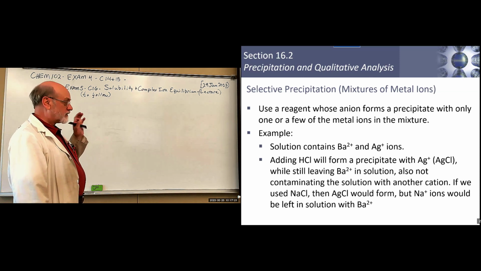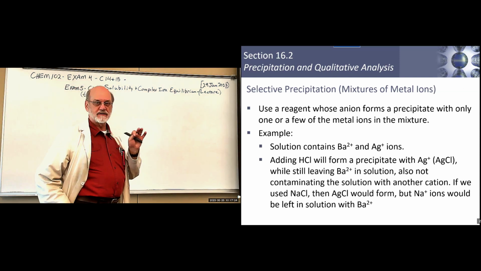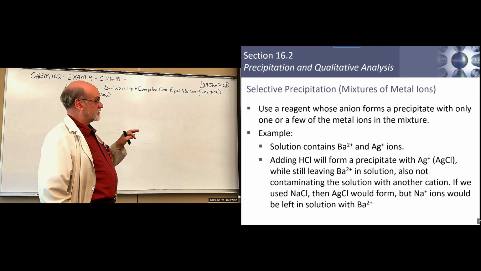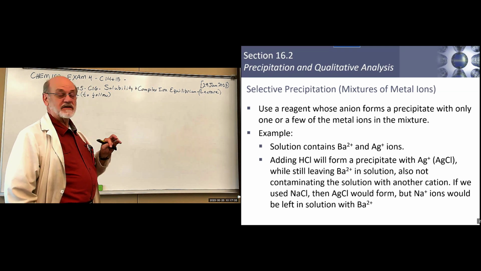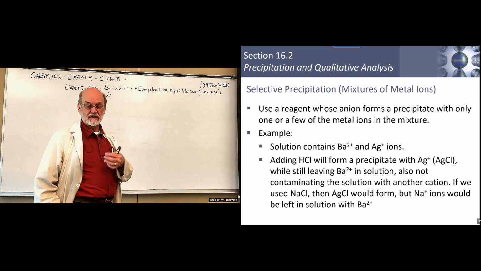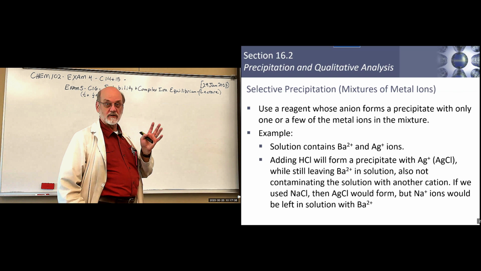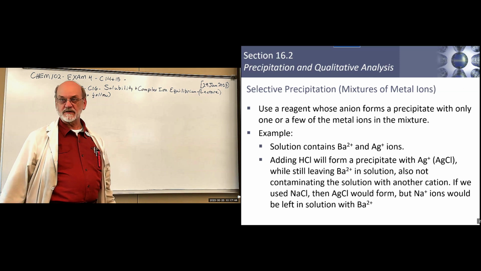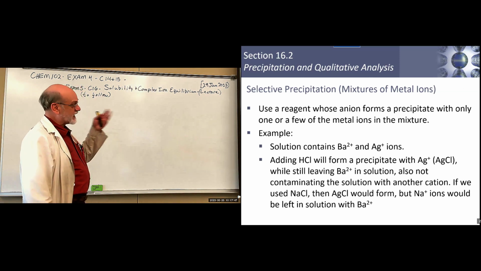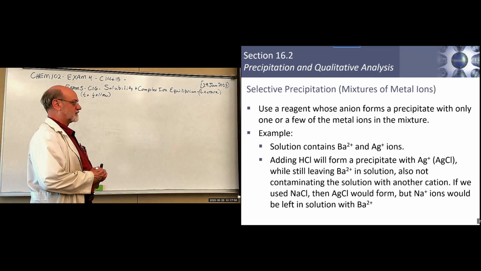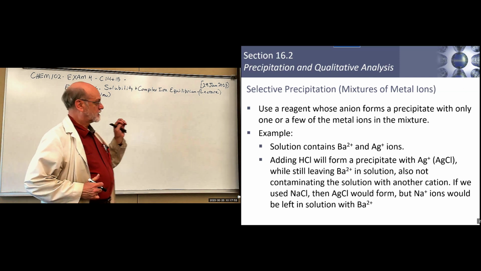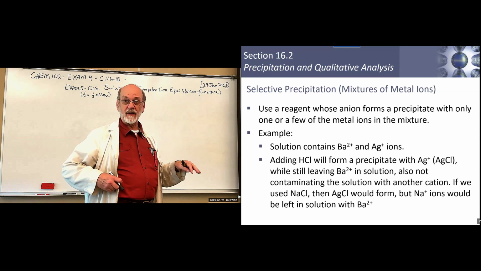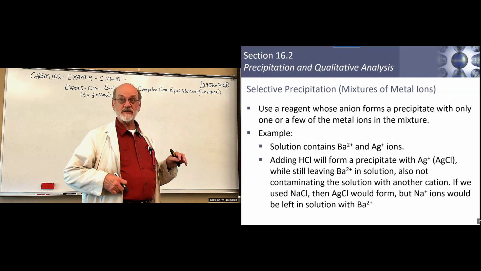So what we want to do, if we've got a mixture of cations or metal ions that we want to separate, then we've got to pick our anions correctly and the environment, right? Whether it's acid or basic or neutral makes a difference also. Pick the environment so that we can selectively separate the ions as precipitates. So in this example, we've got barium and silver ions that we want to separate. We know that if we add hydrochloric acid, the chloride is going to combine with the silver and drop out. Question is, is barium chloride soluble?